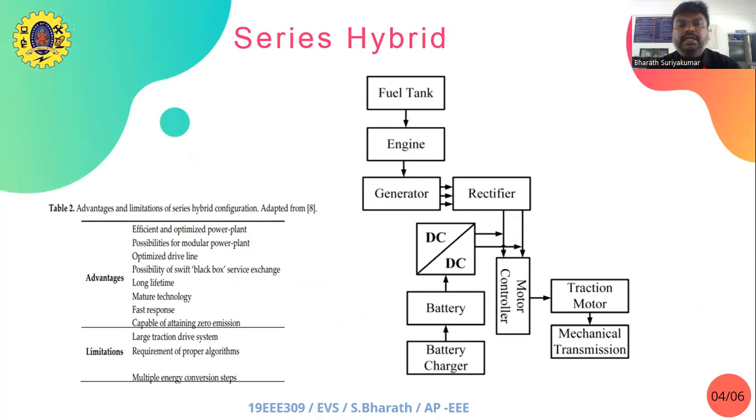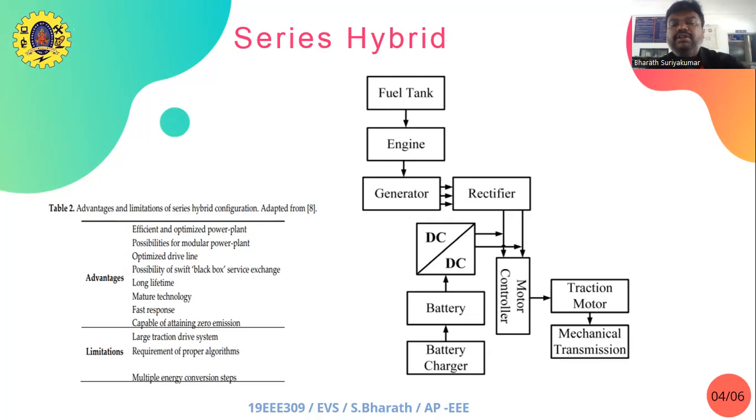So the series hybrid, you can see the block diagram of a series hybrid system. It consists of a fuel tank and an engine. Since it is a hybrid vehicle, you need a fuel tank and a battery. So you have a fuel tank, engine, which gives output to the generator. From the generator, you can give it to a rectifier, a motor controller, a DC to DC converter, a battery charger, traction motor, and the mechanical transmission. The final input will be from the mechanical transmission.